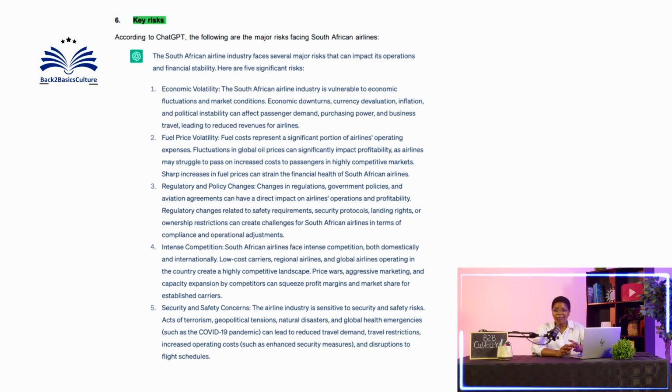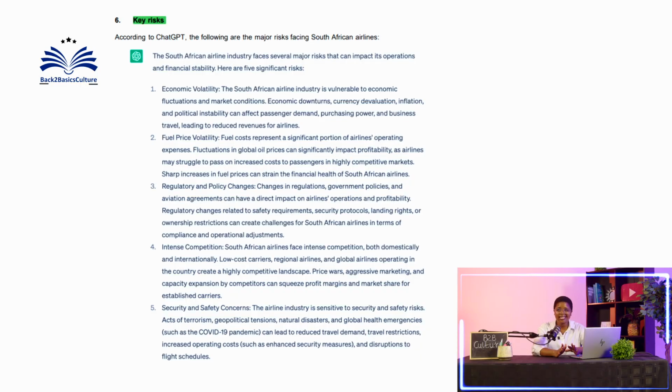Okay, ChatGPT skills coming through. So they're saying they got this list from ChatGPT, and this is what ChatGPT gave them when they asked for the major risks facing South African airlines. Okay, so this is a report. It says South African airline industry faces several major risks that can impact its operations and financial stability. Note that, because our next question was going to be, how can we look at these risks and assess how operations as well as financial stability is affected?